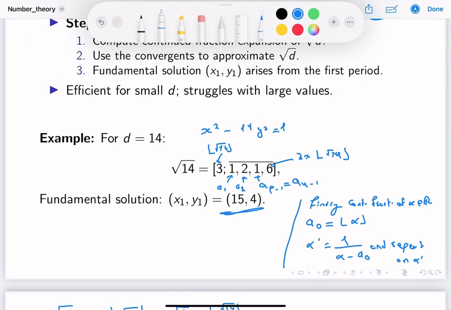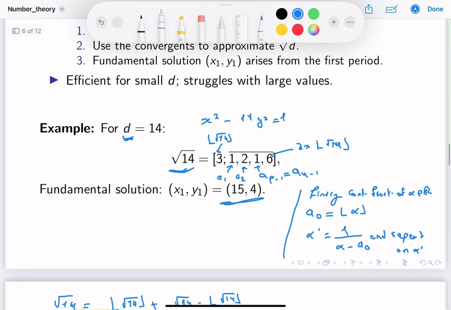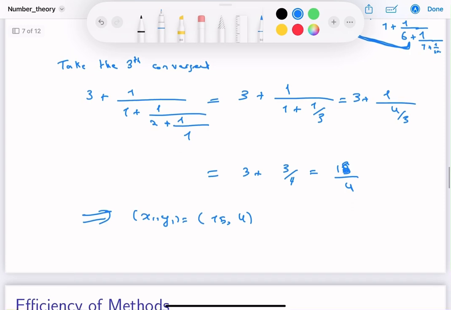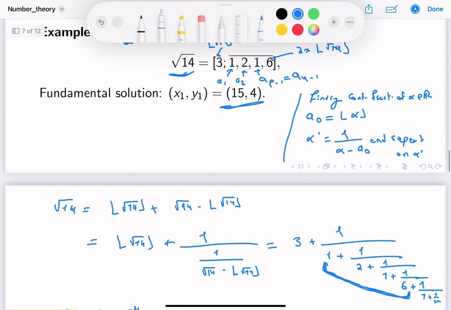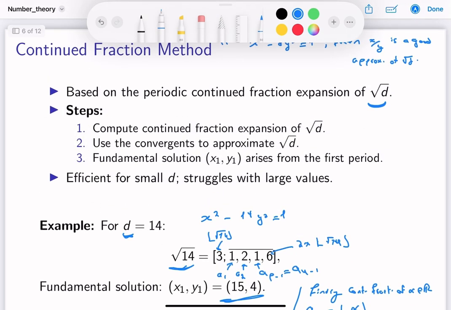So you can practice taking some d's and finding the continued fraction of square root of d, and stopping when it's periodic, and then depending on whether p is even or odd, you decide where to stop, which convergent to take, and you can then read off the fundamental solution. So I'm gonna stop here. I hope this wasn't too quick, and we're gonna continue next talking about more important number theoretic algorithms.